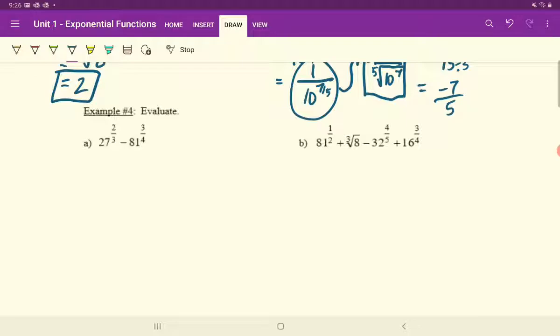Okay. Now, these next two are a little bit more challenging. You can see we don't have the same base here, right? We don't have the same base. So we can't, that's a 27, that's an 81. We cannot do anything with these exponents.